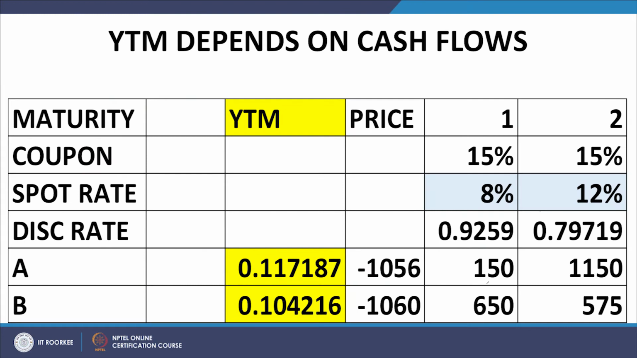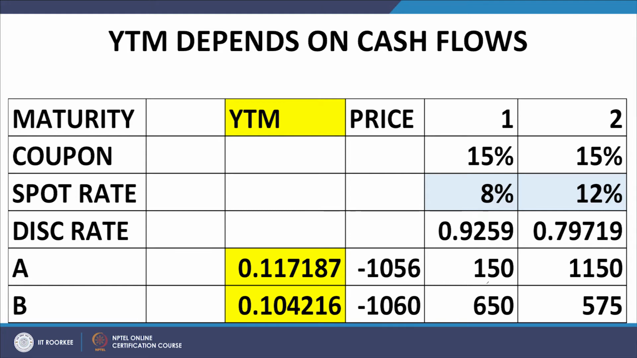We have two bonds here. We are continuing with the same spectrum of spot rates. 1 year spot rate is 8%. 2 year spot rate is 12% and the coupon rates are 15%. We have got two bonds, bond A and bond B. The coupon rates on both the bonds are 15%, the spot rates are 8% and 12% for maturities of 1 year and 2 years respectively.